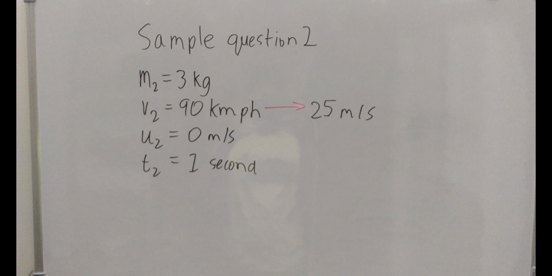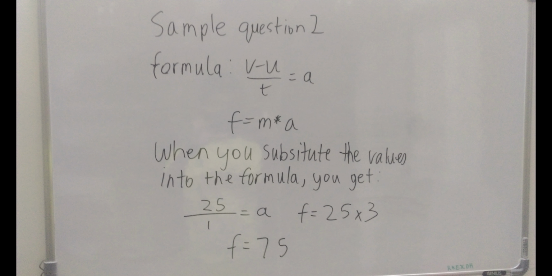The second bat has a weight of 3 kilograms and an initial speed of 0 as it starts from rest. Its final speed is 90 kilometers per hour, which is 25 meters per second. The time it takes to reach this is also 1 second. When you substitute this into the formula, we get the acceleration to be 25 and the force to be 25 multiplied by 3, which is 75.